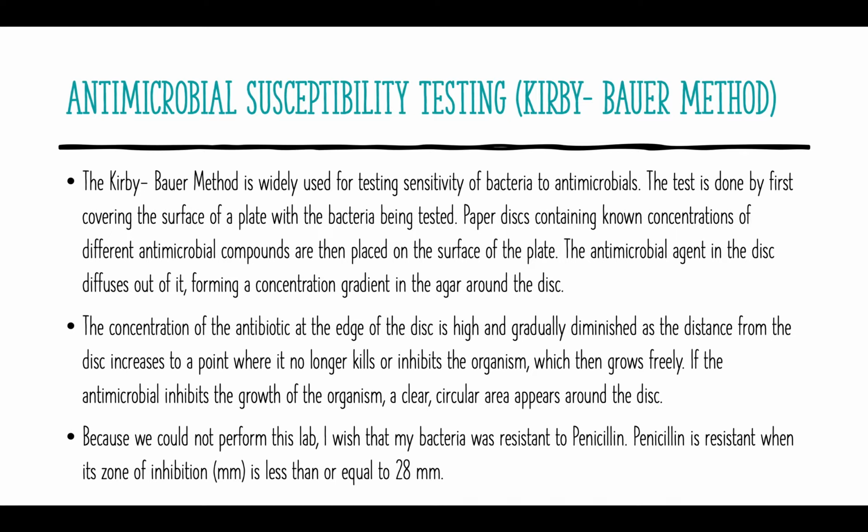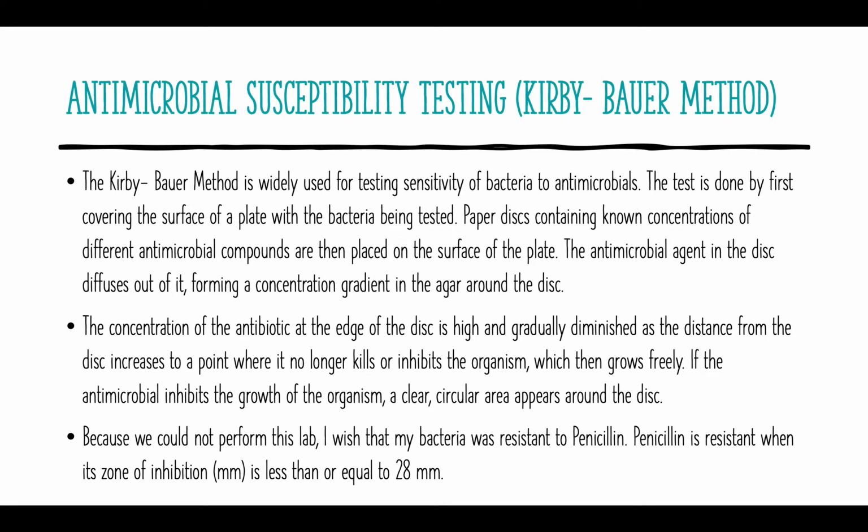The test is done by first covering the surface of a plate with the bacteria being tested. Paper discs containing known concentrations of different antimicrobial compounds are then placed on the surface of the plate. The antimicrobial agent in the disc diffuses out of it, forming a concentration gradient in the agar around the disc. The concentration of the antibiotic at the edge of the disc is high and gradually diminishes as the distance from the disc increases to a point where it no longer kills or inhibits the organism, which then grows freely. If the antimicrobial inhibits the growth of the organism, a clear circular area appears around the disc.